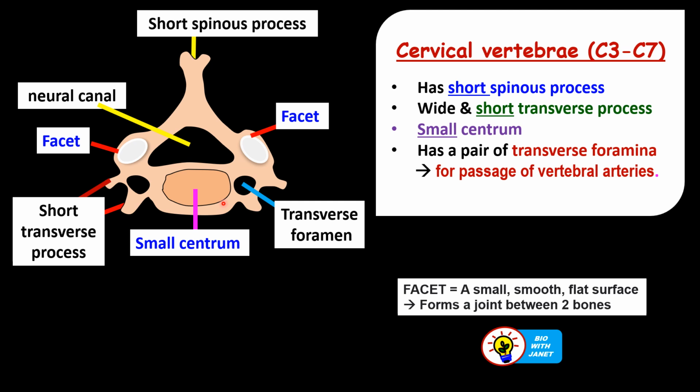So the cervical vertebrae are the first vertebrae at the top, so their centrum is small because they support less weight of the body, support the skull mainly only. Okay, so small centrum, and it has a pair of transverse foramina. So this is the feature that will help you to identify all the cervical vertebrae. They all have the transverse foramina, right?